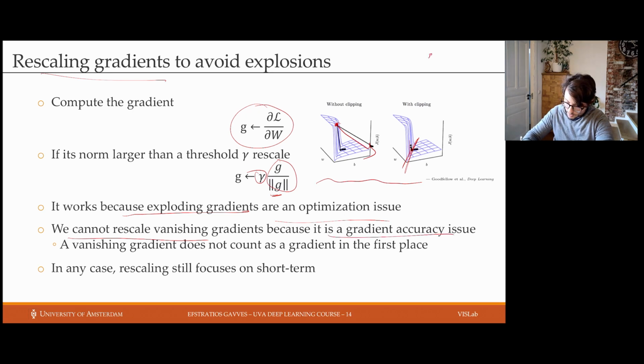When you've got vectors with such small norms, you don't even have a real vector anymore. The direction of the vector is sort of random, because the numerical entries in your gradient are on par with the numerical accuracy of your computer. So even if you rescale, that gradient might actually point in a very wrong direction. In any case, rescaling still focuses on short terms first, right? This doesn't change.